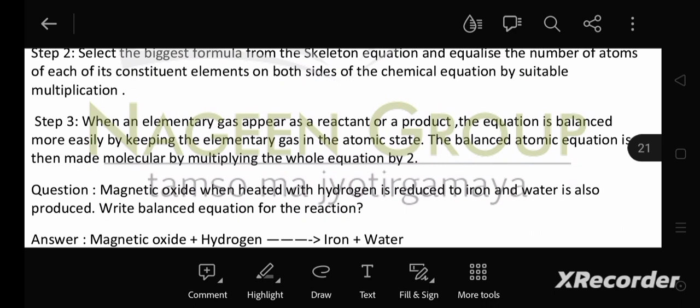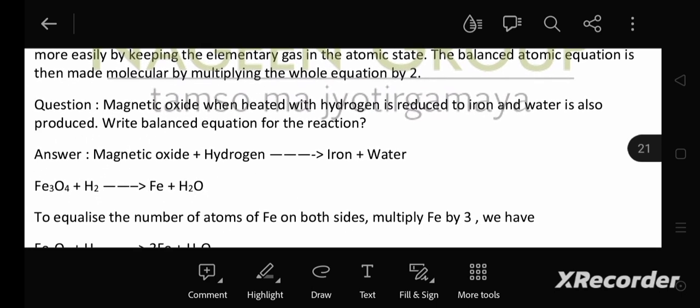Now step number 3: when an elementary gas appears as a reactant or a product, the equation is balanced more easily by keeping the elementary gas in the atomic state. You can balance the equation more easily if you take it in the elementary state. Elementary state means oxygen will be O2, hydrogen is H2. The balanced atomic equation is then made molecular by multiplying the whole equation by 2.